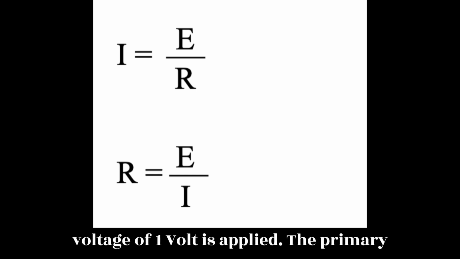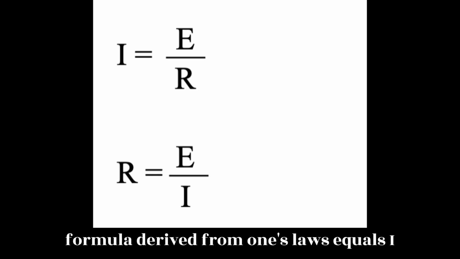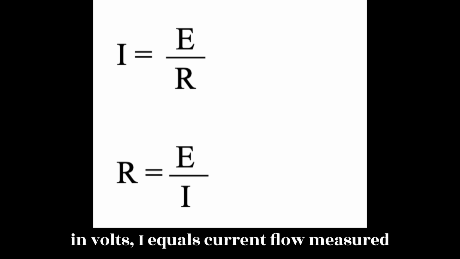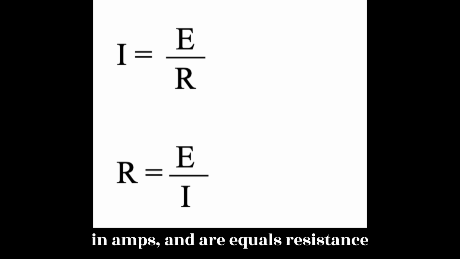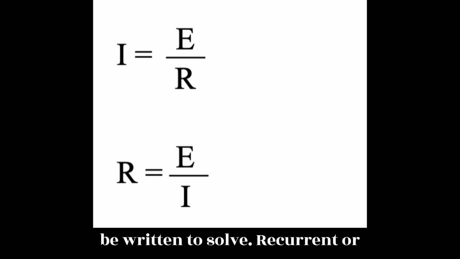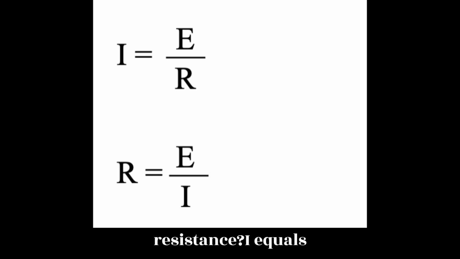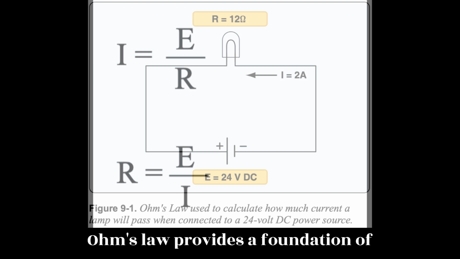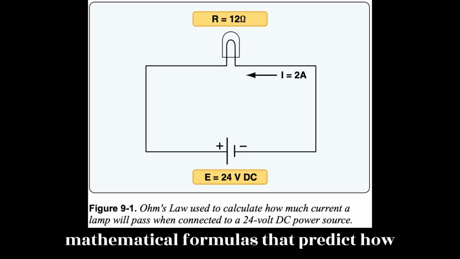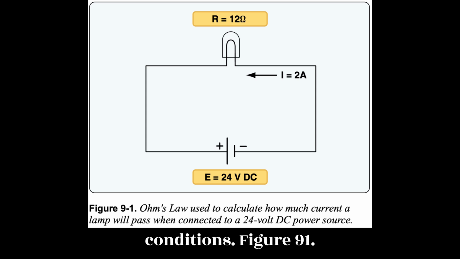The primary formula derived from Ohm's law is E equals I times R. E equals electromotive force measured in volts, I equals current flow measured in amps, and R equals resistance measured in ohms. This formula can also be written to solve for current or resistance. I equals E divided by R. R equals E divided by I. Ohm's law provides a foundation of mathematical formulas that predict how electricity responds to certain conditions.